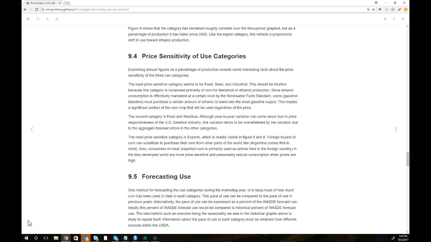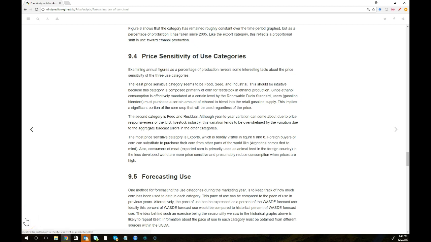The next category in terms of sensitivity to prices is the feed and residual category. And this is partly because the American diet is fairly robust to variations in price. People do make slight modifications to their grocery list in response to how expensive different meat products like beef, poultry, and pork are, but really it's variation around a largely constant trend.